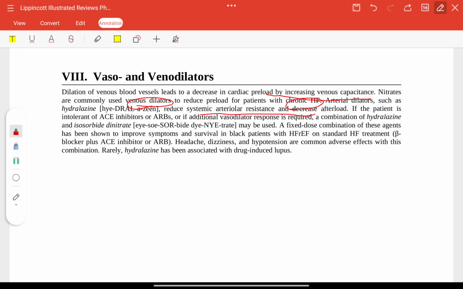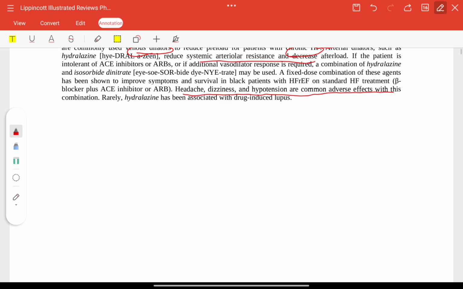If the patient is intolerant to ACE inhibitors or ARBs, or if an additional vasodilator response is required, then you will give a combination of hydralazine and isosorbide dinitrate. A fixed dose of this combination will improve survival in black patients with HFrEF. Headache, dizziness, and hypotension are common adverse effects with this combination.